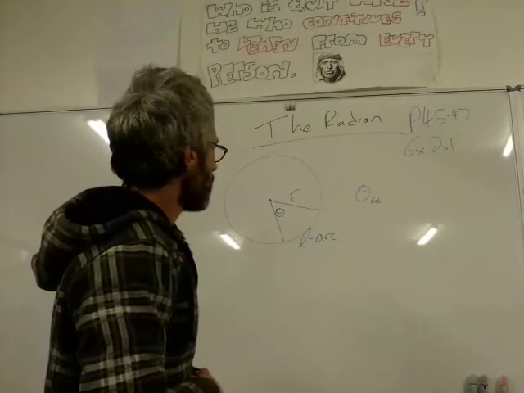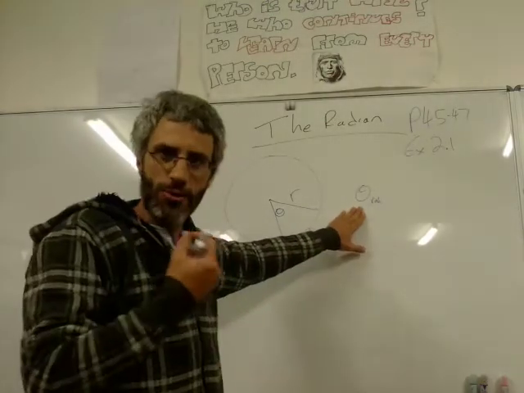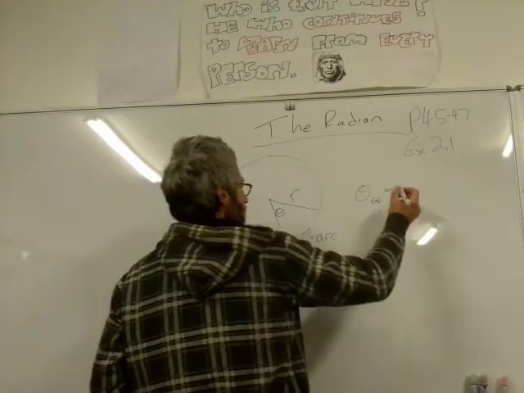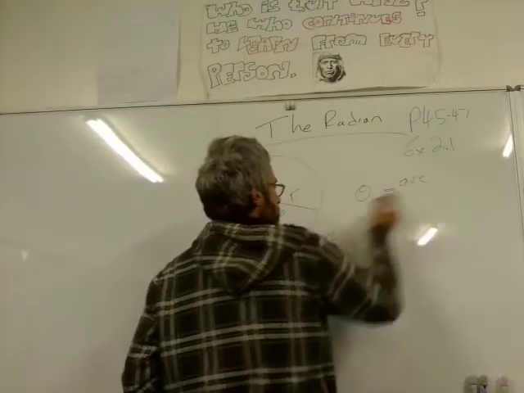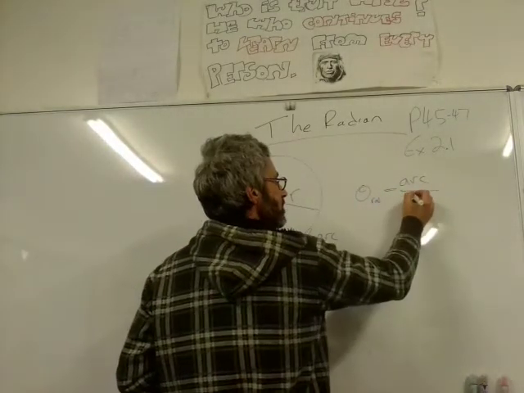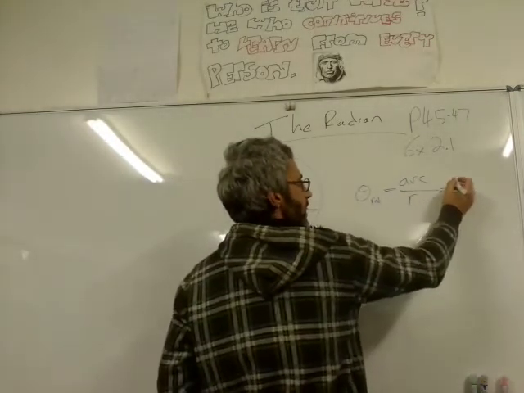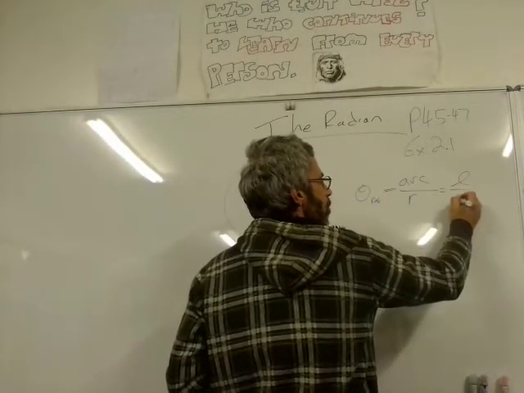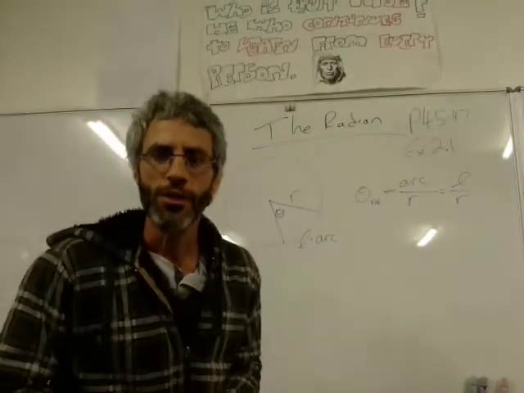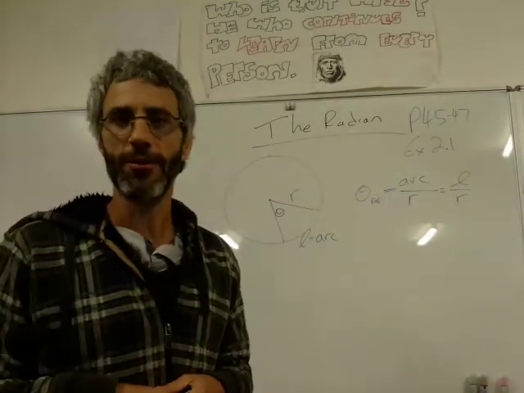Now, what is the definition of the radian? Theta in radians is defined as the length of the arc divided by the radius. So if I use the letter L for the arc, it's L over R. Let me just pause to see that you can see this blue color. So, the radian is simply the length of the arc divided by the radius.